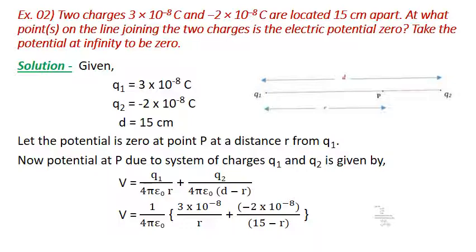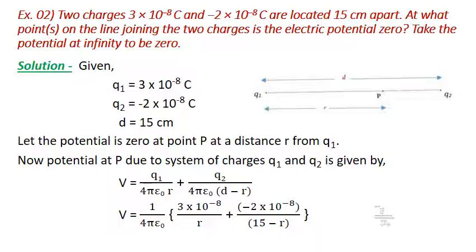Here in this question it is given a system of 2 point charges having opposite signs, separated by a distance 15 centimeter, and asking for the point at which potential will be 0. In the solution of this question, the magnitude of the two charges along with their signs is given and the separation is given 15 centimeter here.